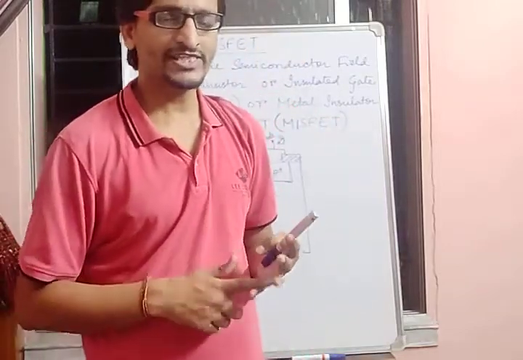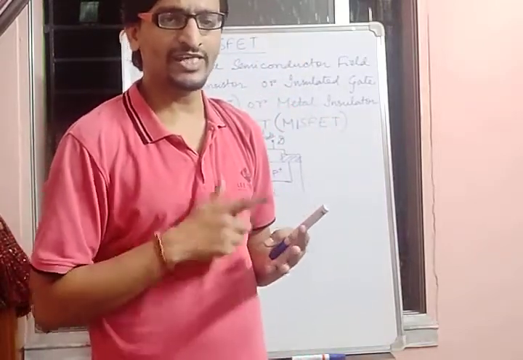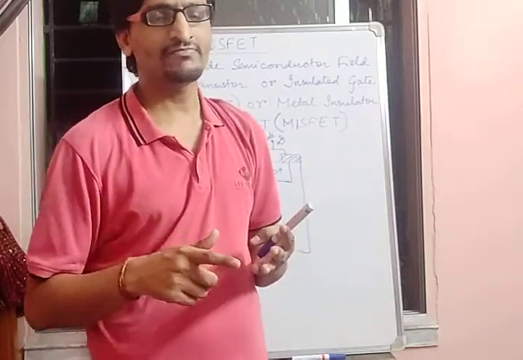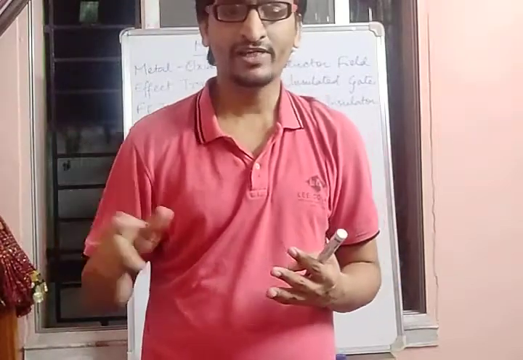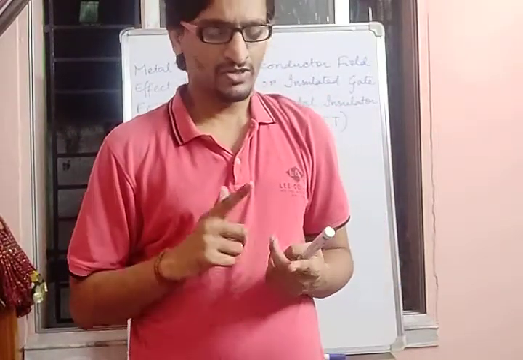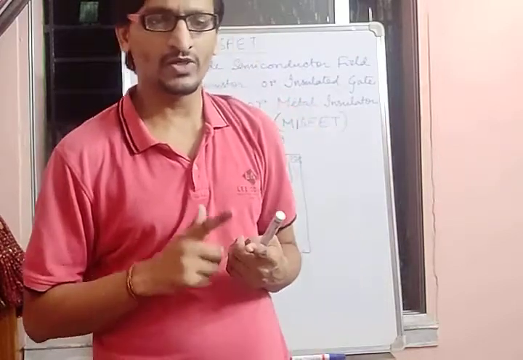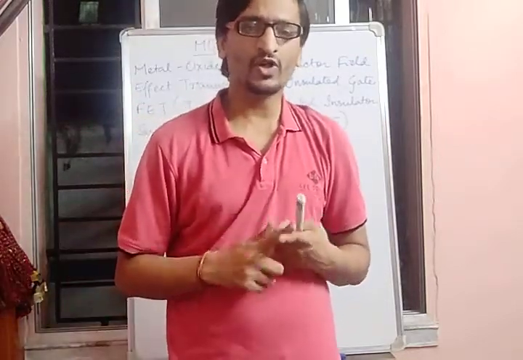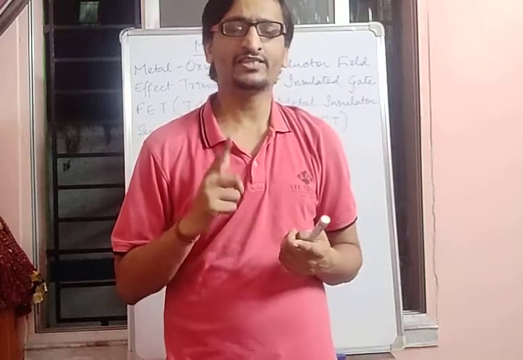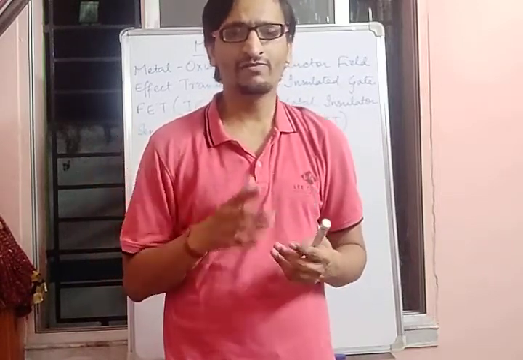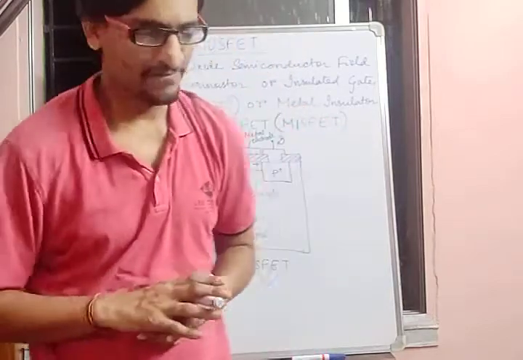So for N channel MOSFET, the terminal through which electrons enter the circuit is basically called your source terminal, and the terminal through which these electrons will leave will be called the drain terminal. On the other hand, in case of a P channel MOSFET, the terminal through which holes enter the circuit will be called your source terminal, and the terminal through which holes will leave the device will be basically called your drain terminal.